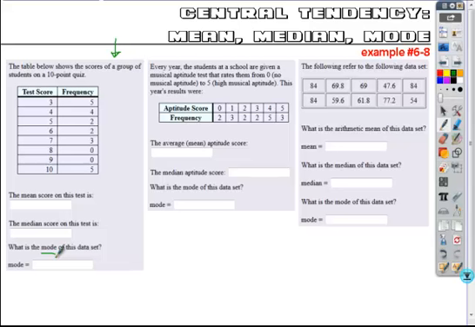Mode. So which numbers appear the most frequently? 10 and 3, right? So there's my modes. This is bimodal. Okay? And then the next one that would be easiest to solve would be the median, because I can do that without having to type anything in.